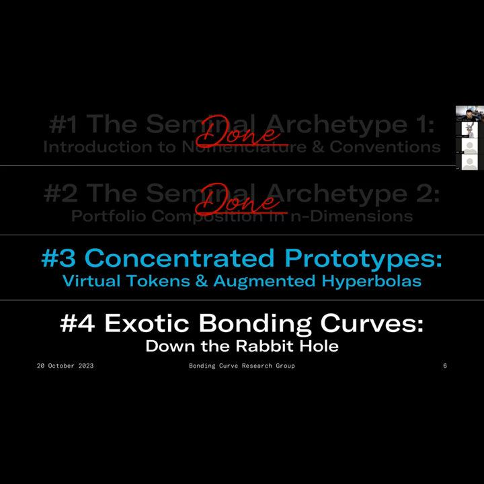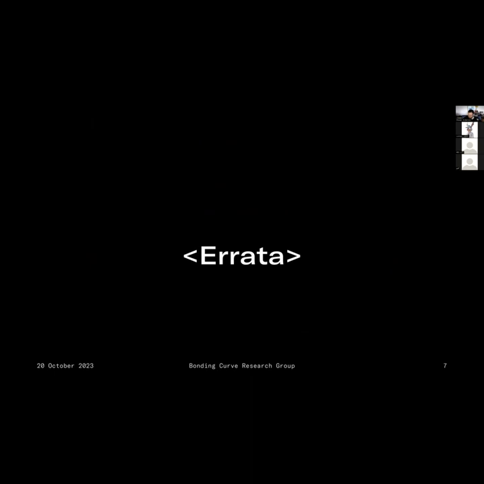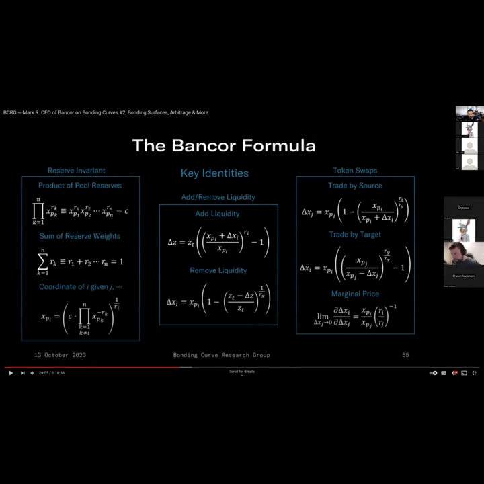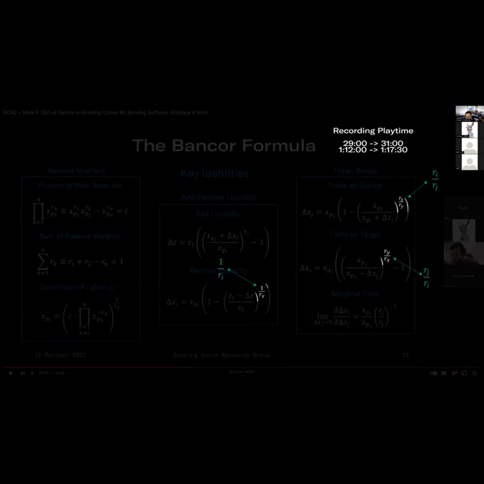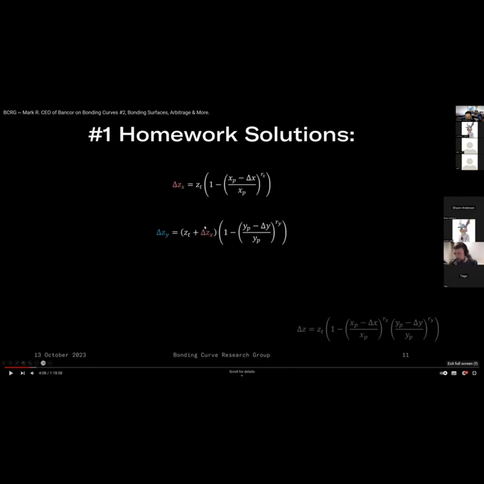But I need to correct a couple of things that I said in the last lecture. These are all very minor. The first one is that on this slide, I had neglected to substitute out some of the old syntax for the new syntax. So this Rx should have been Ri, this Ry should have been Rj, and so on. Nothing too dramatic. Then I caught this while presenting one of the homework solutions, the one where you're removing liquidity in two tokens simultaneously. This should be a minus sign. There was a sign inversion all the way through this solution, and I apologize for that.